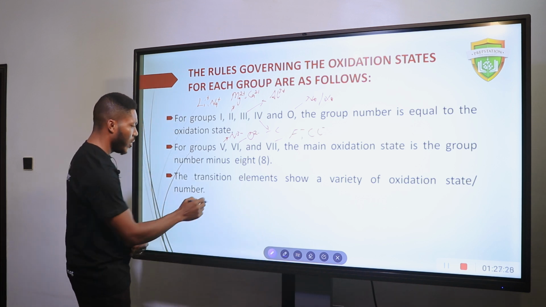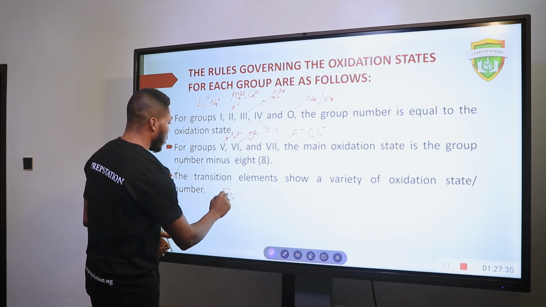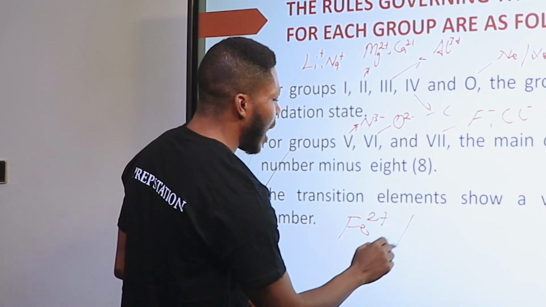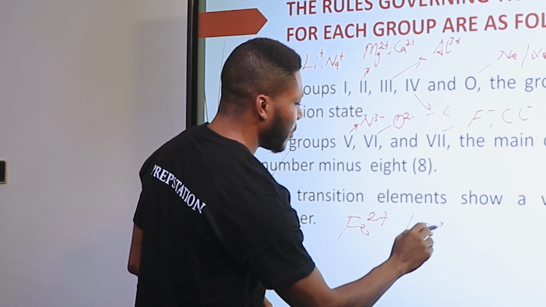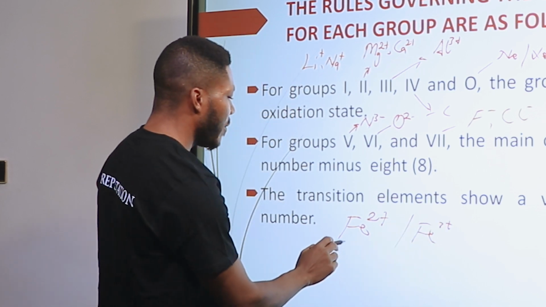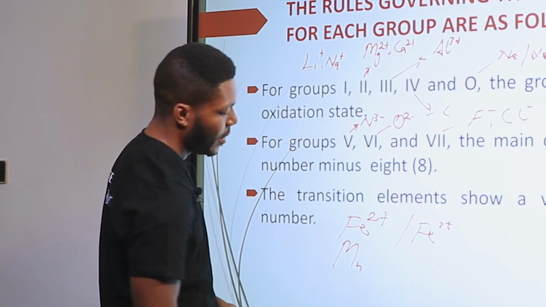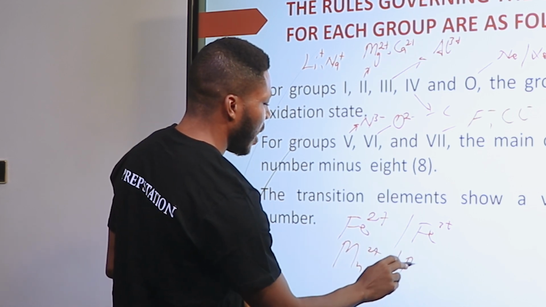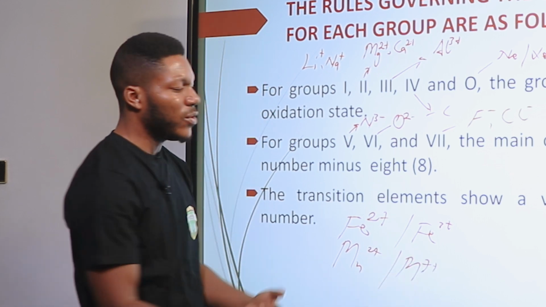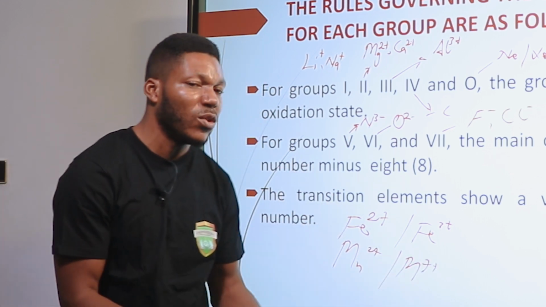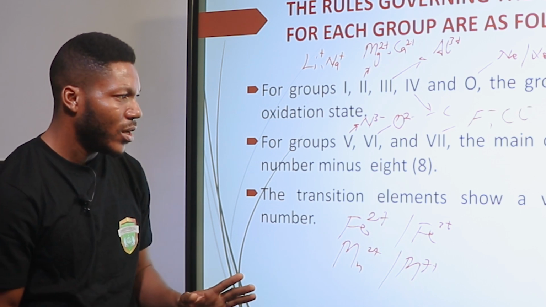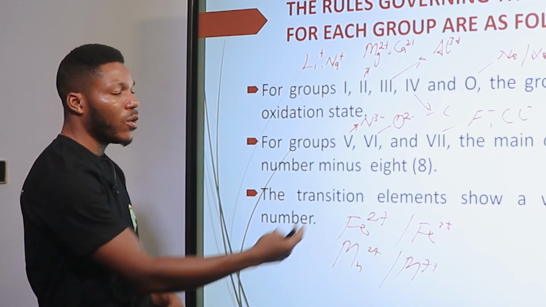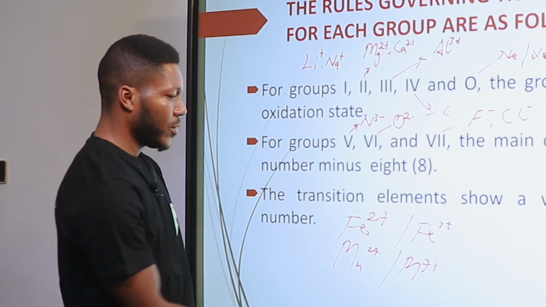For example, iron is a transition metal. Iron can exist in +2 and also in +3. We also have the example of manganese. Manganese can exist in +2. It can also exist in +7 and so on and so forth because of the tendency to lose their valence electrons. This is not today's class. Maybe next time I'm going to talk more on transition metals.